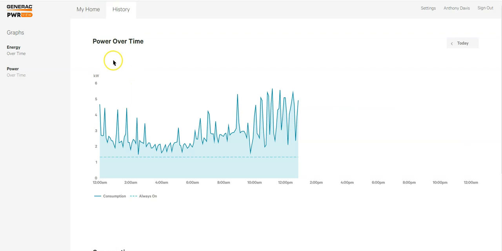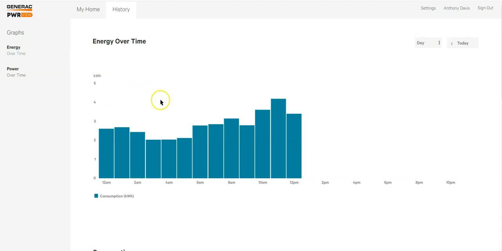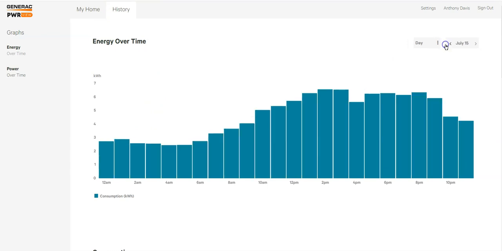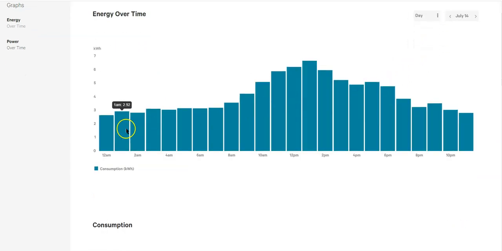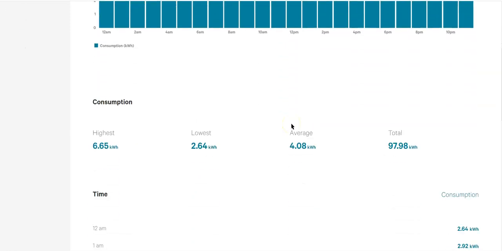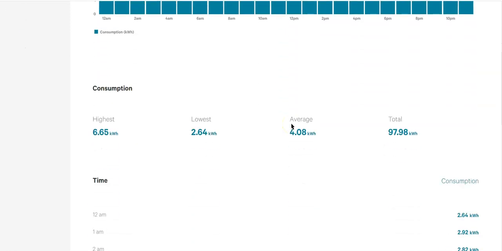If I go to history of that and change this to energy over time, this is today, but let's go back 1, 2, 3 days. This is how the day looks. Even at midnight, in the hours of lowest activity, you can see that it's always at 2.6, 2.8. So you're always running a pretty heavy load because of the air conditioning and all of that. Look at the kilowatt hour usage per day.